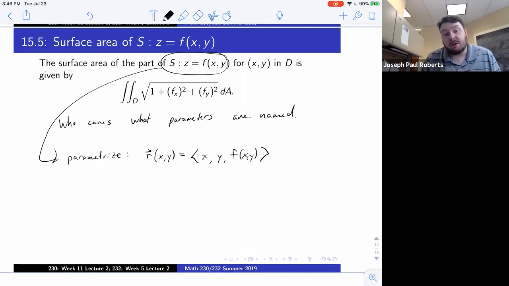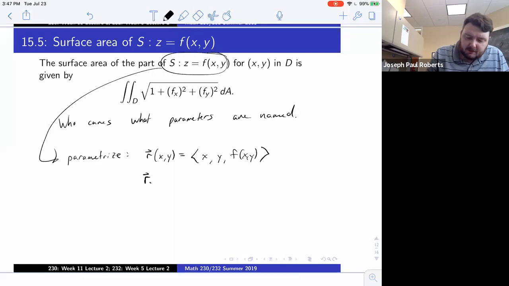So r of x, y is x, y, f of x, y, which is a perfectly good parameterization of this surface that we're talking about. Just like we talked about for curves, there's infinitely many different ways to parameterize any given curve. The same is true for surfaces, but this is sort of the laziest way to do it. It works. I have x, y, and z in terms of two things. x is x, y is y, z is f of x, y.